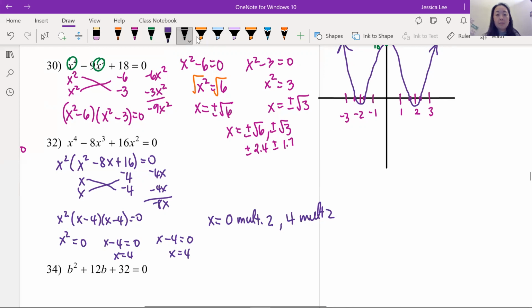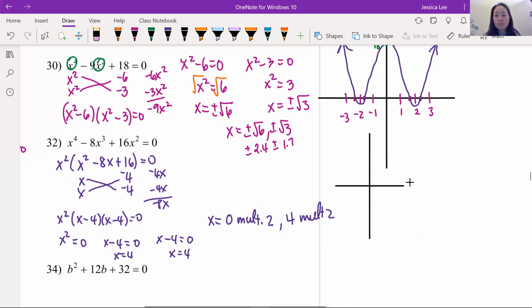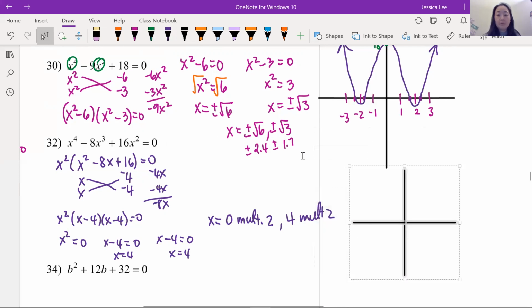So here is our, ooh, there we go. Come on, work with me. There we go. There's our graph. And then we're going to use, let's use our purple for our roots. So at 0, it's going to cross there. Or not cross, it's going to just bounce over there, and then multiplicity of 4. So here's my 4.